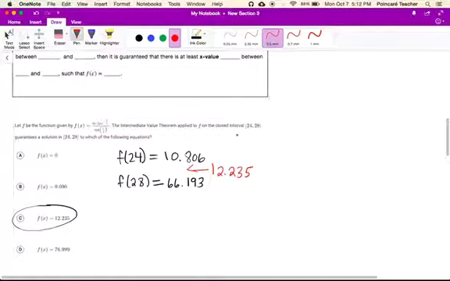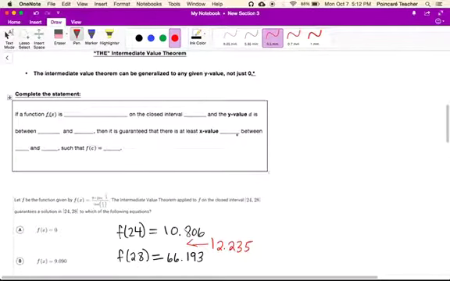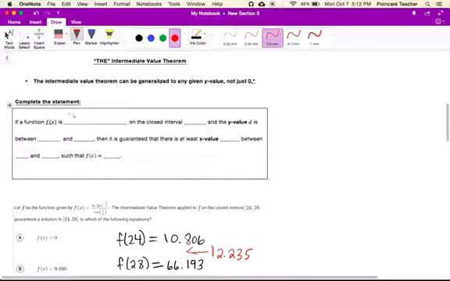Okay, so tying this back to the statements here, this is the actual intermediate value theorem, just generalized for any y value, not just equal to 0. So you guys should have filled in: if a function f of x is continuous on the closed interval a, b, and remember that a and b refer to the range of x values, and the y value d. Okay, so d is in place of 0. We're going to say it's just any number d. The y value d is between f of a and f of b. And remember that these are the y values corresponding to these x values.